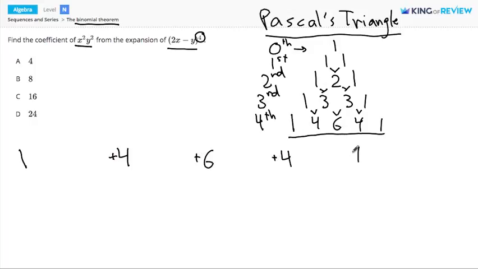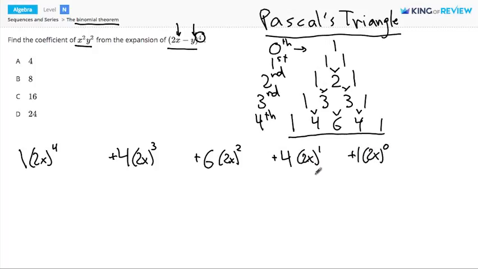So we have the coefficients, but now we need to fill in the rest of the terms. And those come from the actual numbers or variables in our binomial. We'll start with the first one, 2x. In the first term, we'll have 2x raised to the fourth power, since that's the power we're raising our binomial to. The next term goes down by 1, 2x to the third, then 2x squared, 2x to the first, and 2x to the 0 power.